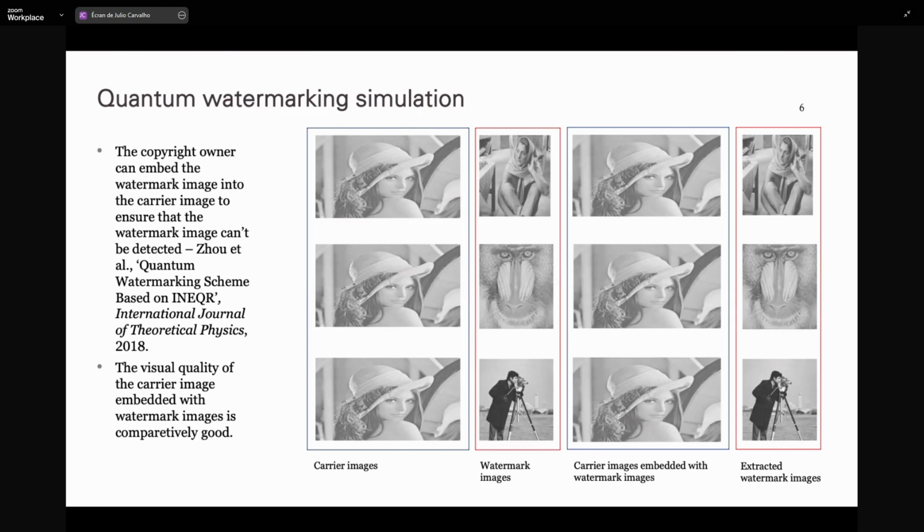So the left column, you have the carrier images. These watermark images are then embedded within those carrier images and then can also be extracted. And you can see here that the visual quality of the carrier image embedded with the watermark images is comparatively good. Right.